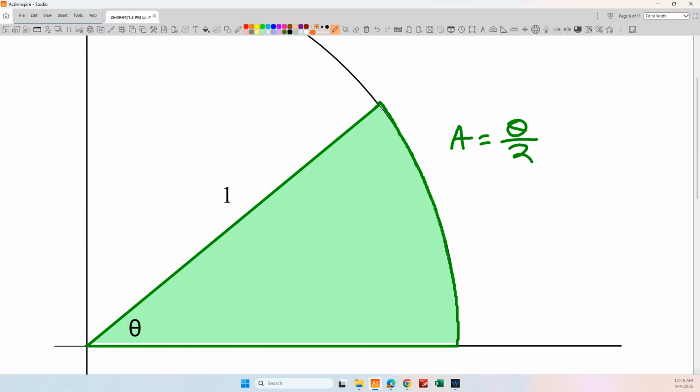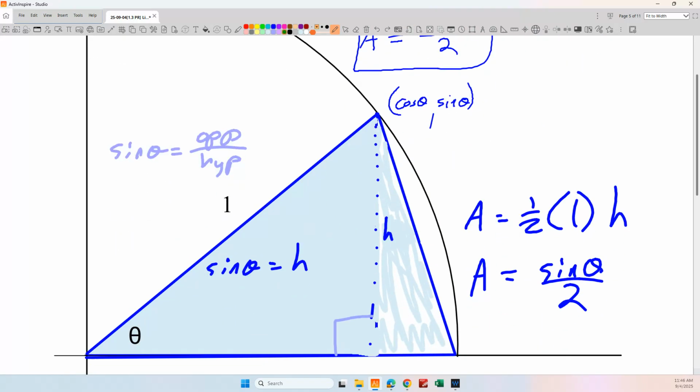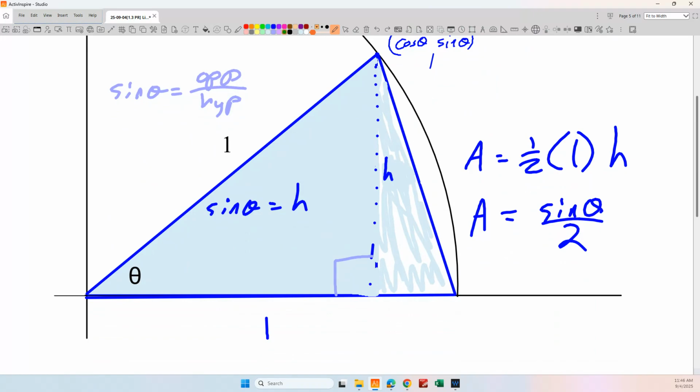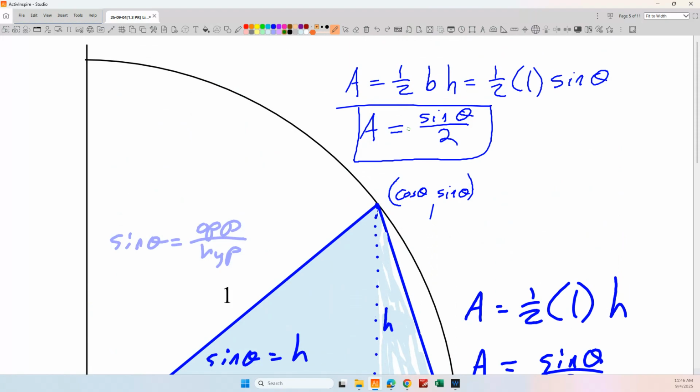Now what could you tell me about the area of this green sector so far compared to the area of that blue triangle, both defined by the same angle theta? One has a sine and the other one doesn't. But what about a comparison of the areas? So the green sector is going to have a larger area than the blue triangle, correct? Good.